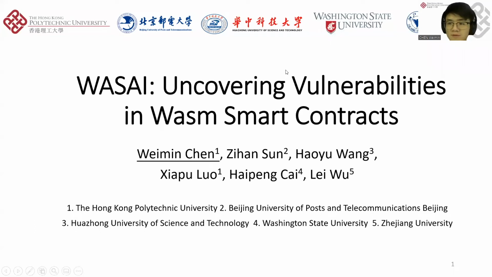I am going to present WASAI, a concolic fuzzer to detect vulnerabilities in WebAssembly smart contracts. The concolic fuzzer uses symbolic execution to build path constraints, and then solves them to generate effective seeds that can touch the deep code of the smart contracts.